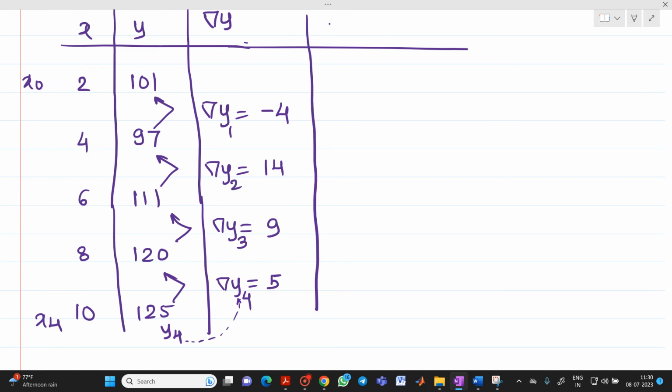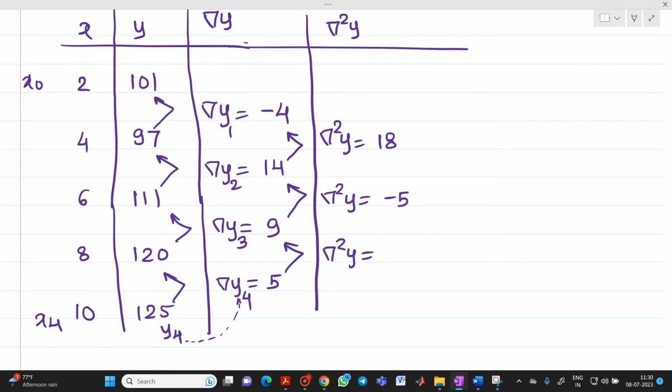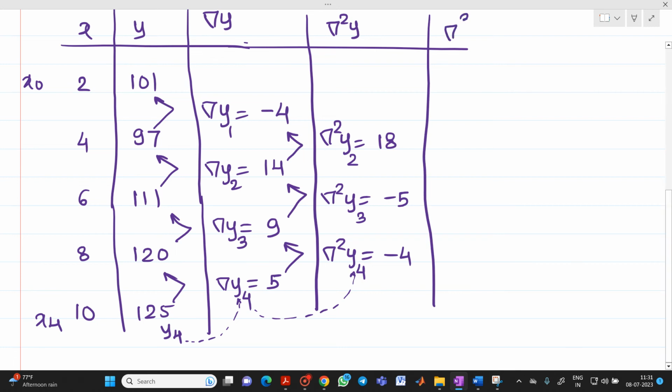Next will be del square y. How to find it? Del square y: 14 minus of minus 4, so it will be 18. Then del square y, 9 minus 14, it will be minus 5. And del square y, 5 minus 9, it will be minus 4. Again here, if you see the suffix, it will be 4, here it will be 3, here it will be 2.